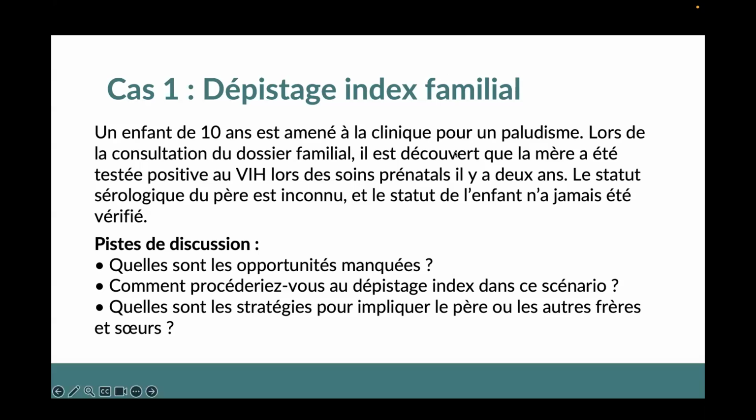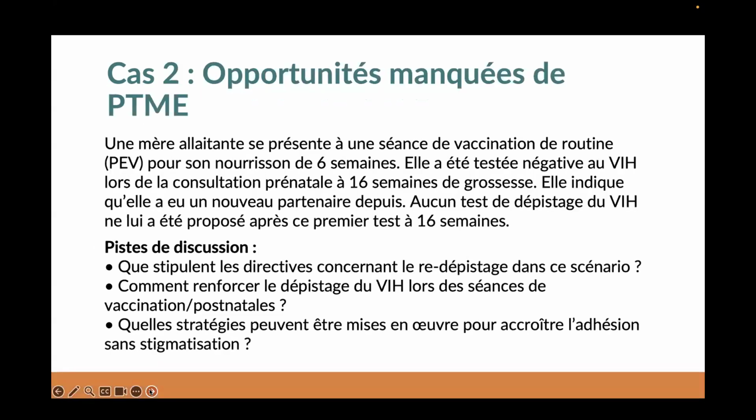We have some discussion prompts. What are the missed opportunities for this child? How would you proceed with index testing in this scenario? And what are the strategies for engaging the father or the other siblings? Then the second case, on missed opportunities for PMTCT: you have a breastfeeding mother who presents at a routine vaccination session for her 6-week-old infant. She tested HIV negative during her ANC at 16 weeks gestation. She reports that she has since had another partner and no HIV testing was offered after the initial test at 16 weeks.